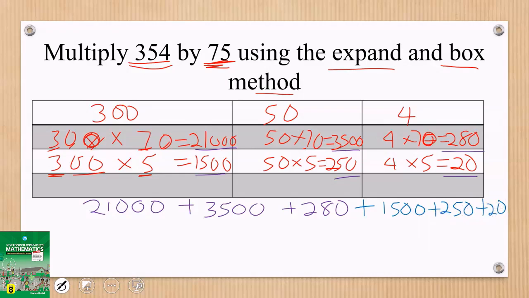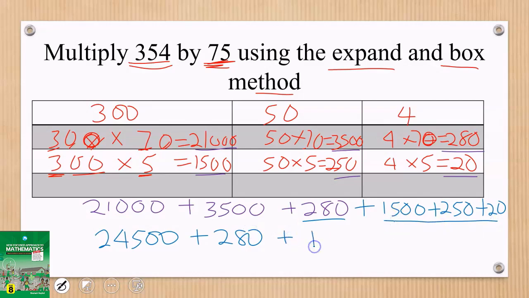So 21,000 plus 3,500 will give us 24,500. Now let me keep this one in addition to make it 280 here. Now I can add these ones too easily by saying, okay, 1,500 plus 250 will give us 1,750, plus 20.